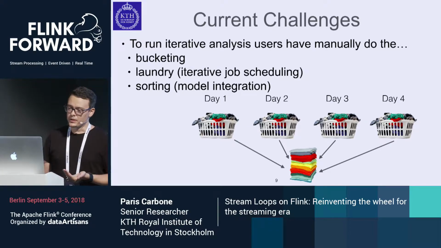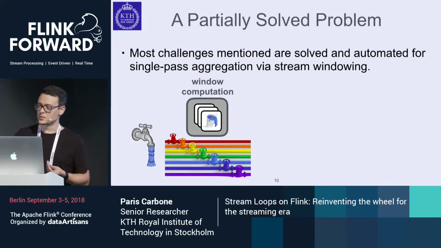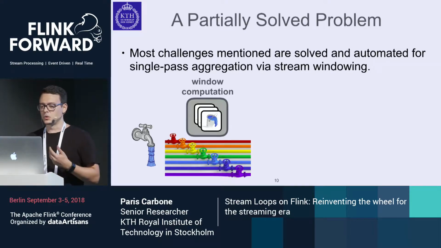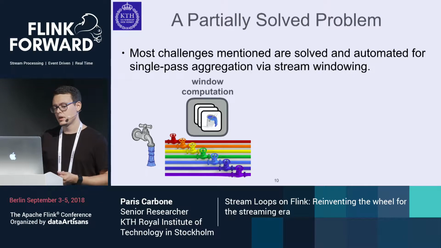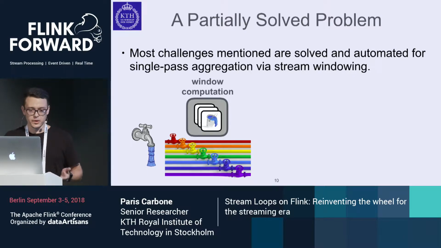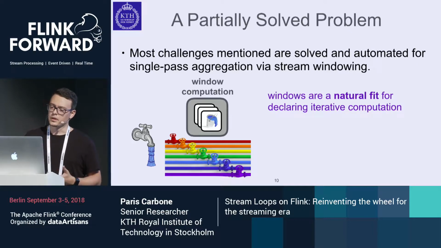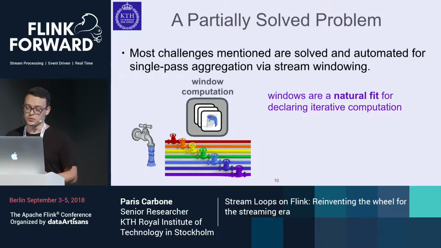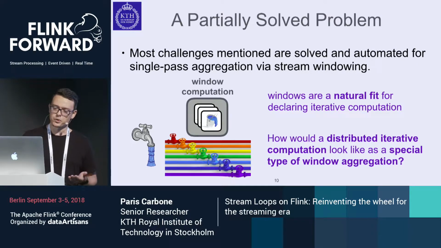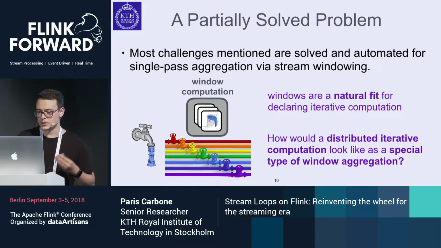Because what we know so far is that most of these problems can be solved already using window computation, right? Most of these challenges I mentioned are automated in a single pass, at least using windows. So windows are, in fact, a natural fit for declaring iterative computation. So the question here is, how would distributed iterative computation look as a special type of window aggregation? I'm talking first about semantics here.